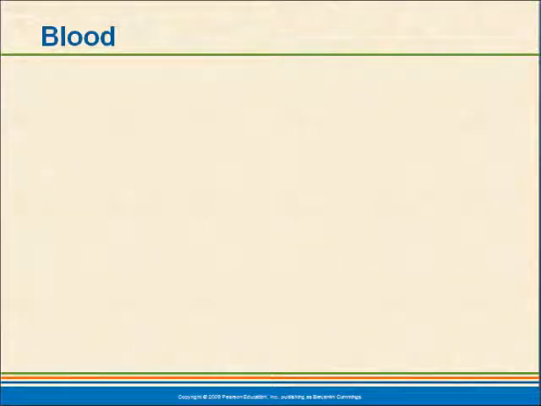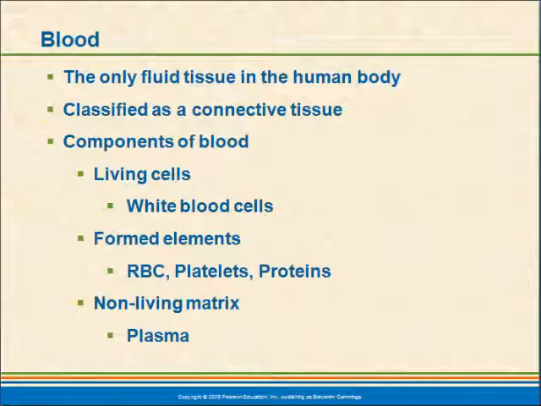In this unit, we talk a little bit about blood. We're going to talk about the qualities of blood, the different characteristics, and the different cells that are involved in blood. So, a little bit about blood in general. It is the only fluid tissue in the human body, and it is classified as a connective tissue. It's classified as a connective tissue because the cells don't touch.